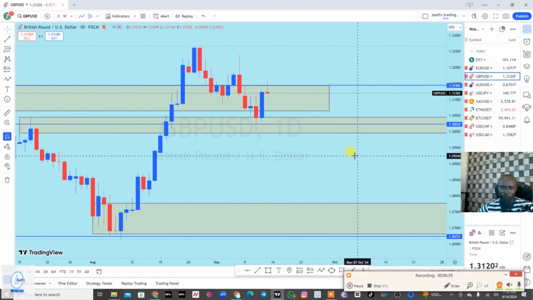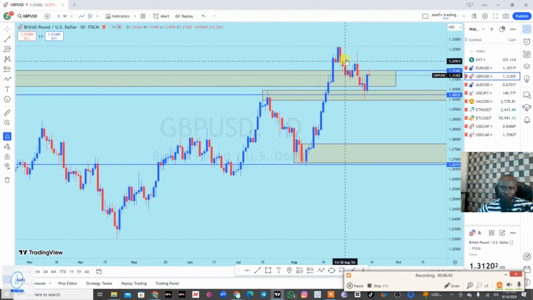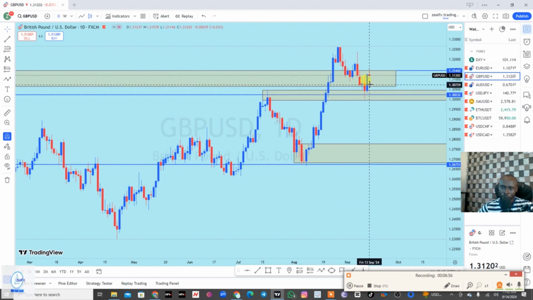So the next pair I'll be looking at is the Great British Pound USD. Great British Pound USD is still showing a downtrend from an inner structure also. So long as price is showing us a downtrend from an inner structure, we want to trade with the trend of the market. So we'll be looking for a sell opportunity for the downtrend on the Great British Pound this week.